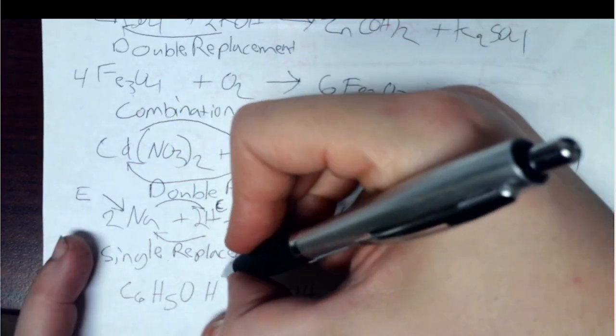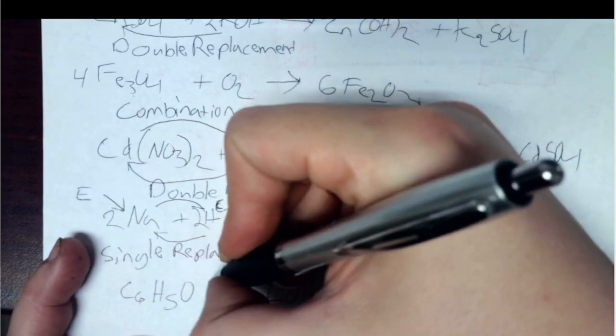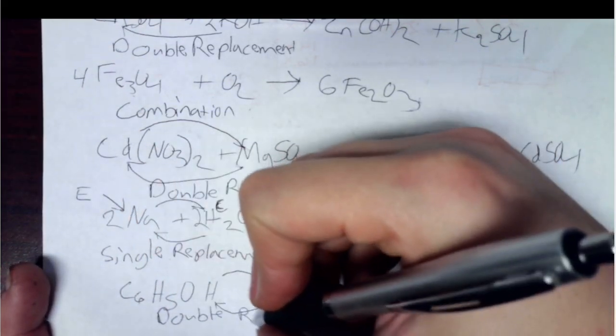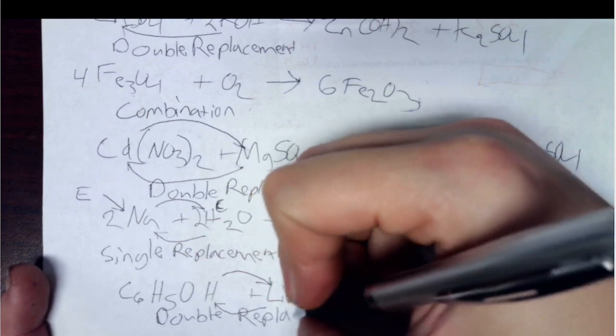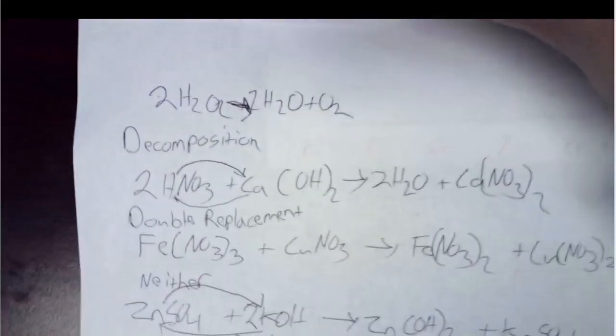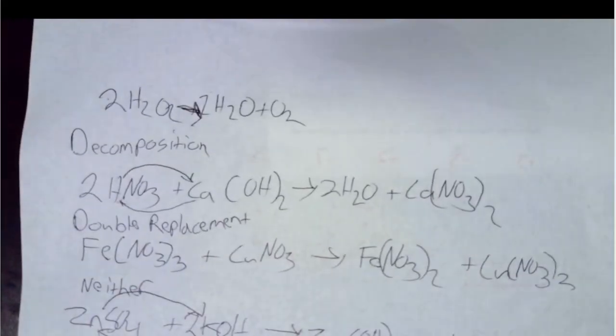Now this is a little bit harder to see, but two compounds swapping places. The H and the Li are swapping places. So this is also a double replacement. Now that has answered the easy question for all 8 questions.